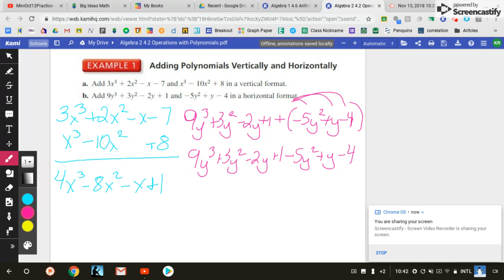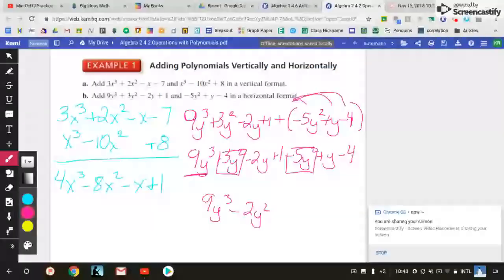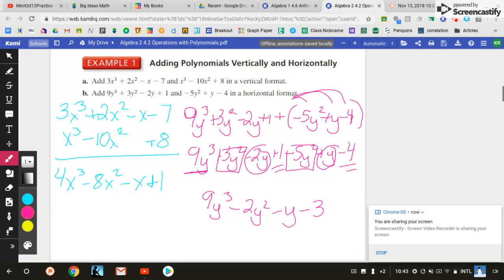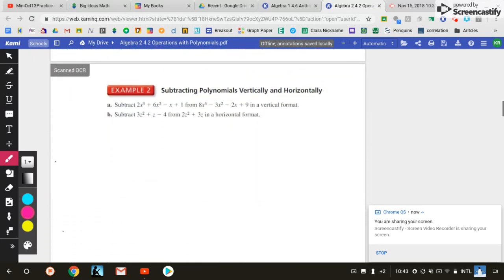And now you just combine things that are alike. I have a y cubed here and no other y cubed term, so that's just going to be 9y cubed. I have a 3y squared and a minus 5y squared, so when I add those together, I get negative 2y squared. I have a negative 2y and a positive y, so those together make a minus 1y. And then I have a positive 1 and a minus 4, so those together make negative 3. So there you go. You have a vertical method and a horizontal method. You just pick whichever one is easiest for you. So that's adding. Adding is pretty straightforward and simple.